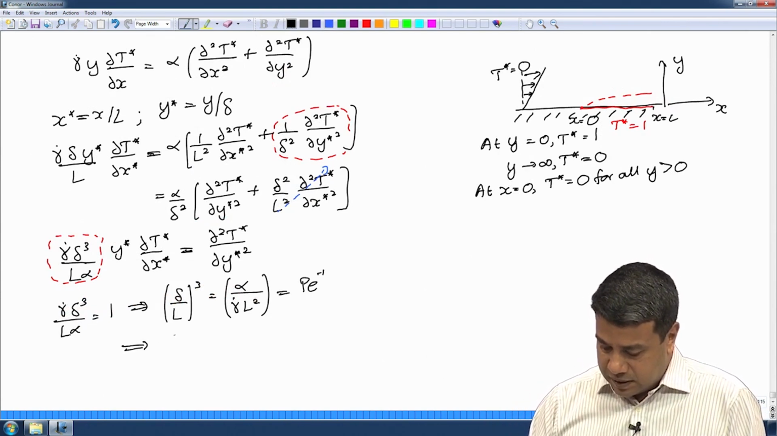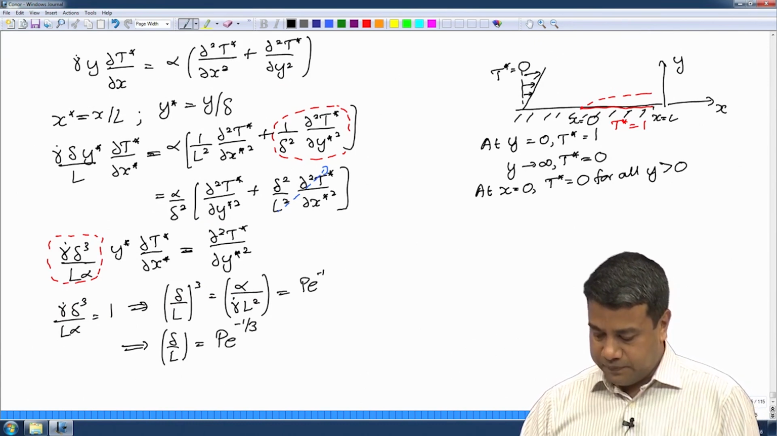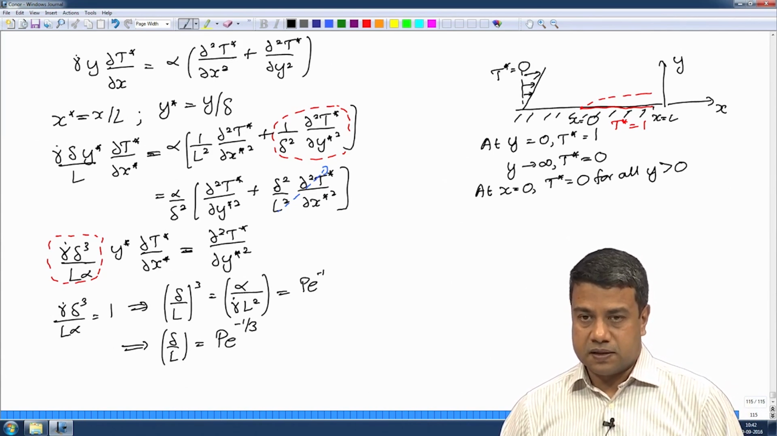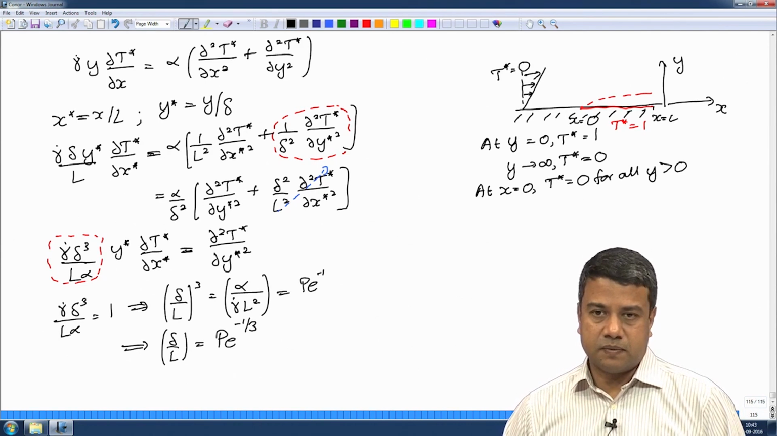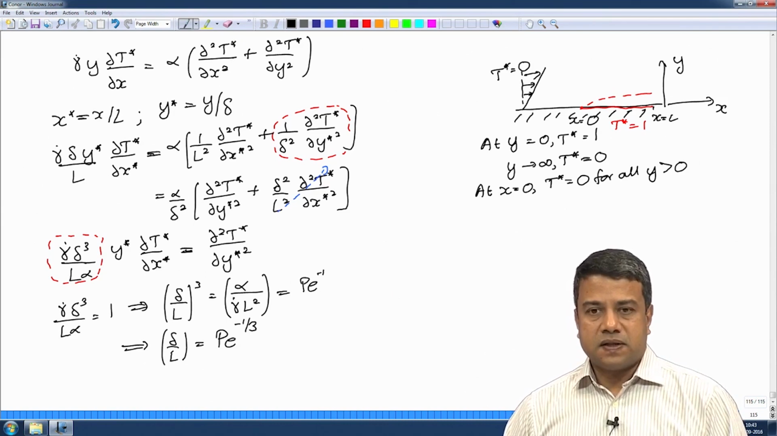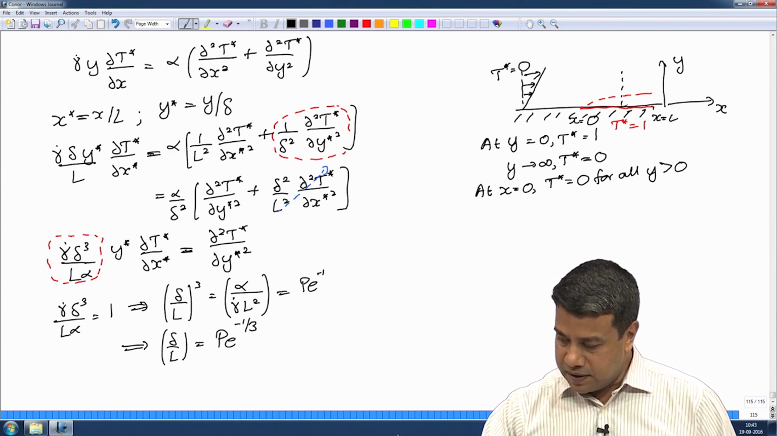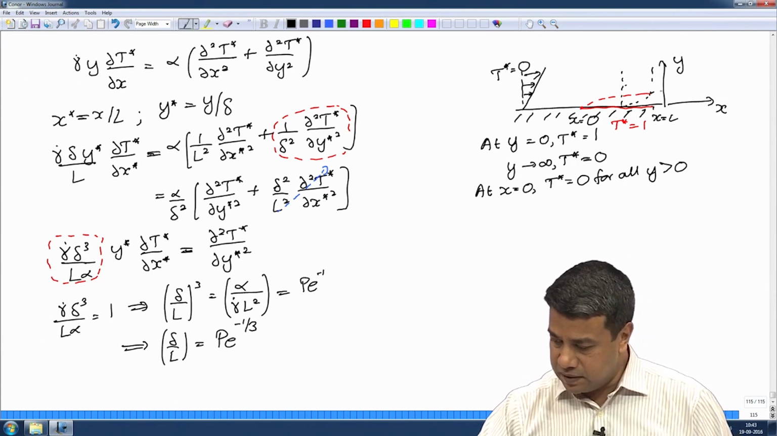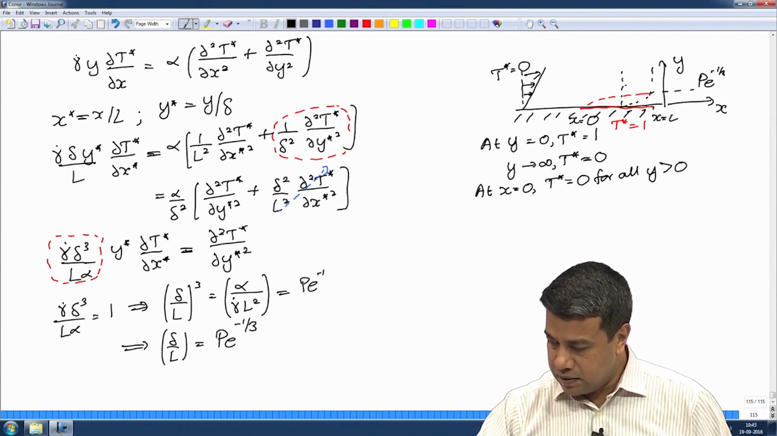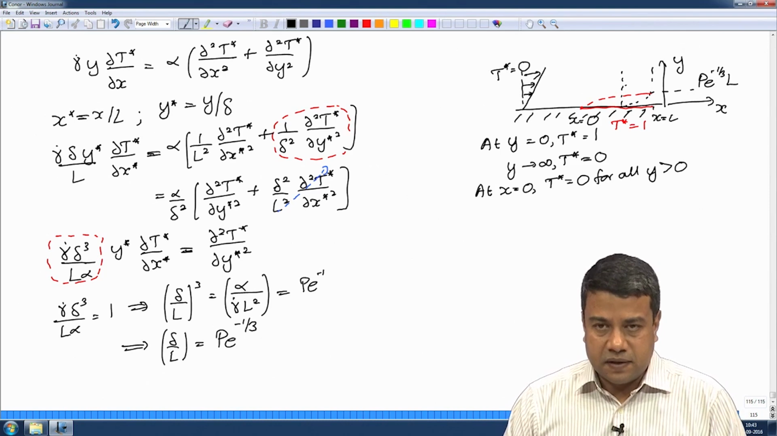and this implies that delta by L is equal to the Peclet number power minus 1 by 3. So, that is the boundary layer thickness. The thickness of the boundary layer in the limit of high Peclet number has to go as Peclet number to the minus 1/3 power. So, this is just a scaling argument. It has told us that the temperature has to reach T infinity within a region of thickness Peclet number to the minus 1/3 times L. That is the thickness of the boundary layer if the length of the plate is of length L.